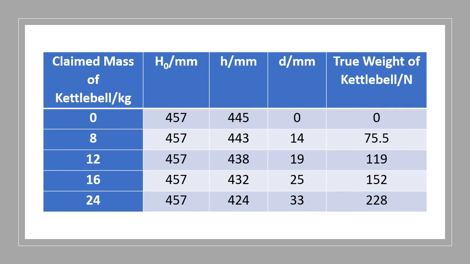Starting from the very left, we have the claimed mass of kettlebell, which was measured in kilograms, and our range was 8 to 24 kilograms, which we thought would be appropriate for this experiment. We then measured H0, which was the same for all experiments, and H, and then we used that to calculate D. And then we also used our measured values of the mass of the kettlebell and multiplied that by g to get the true weight of the kettlebell in newtons.